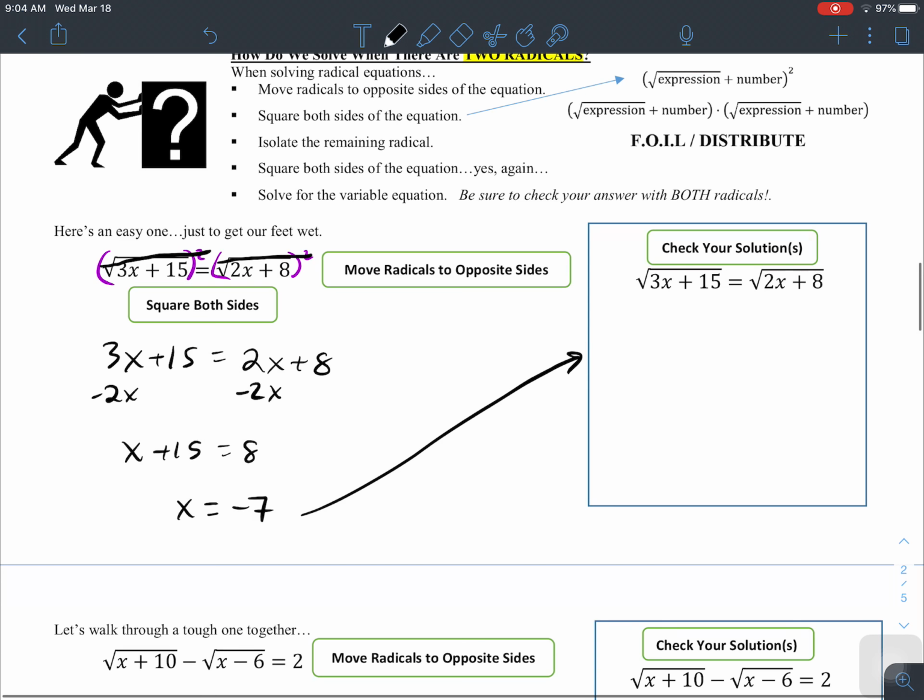But I need to make sure to check my answer. So 3 times negative 7 plus 15. That is negative 21 plus 15, which is negative 6.